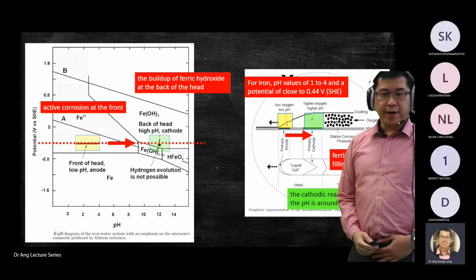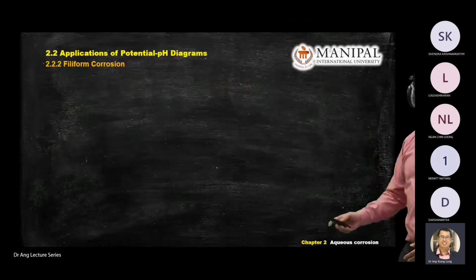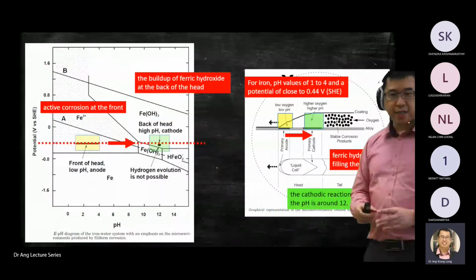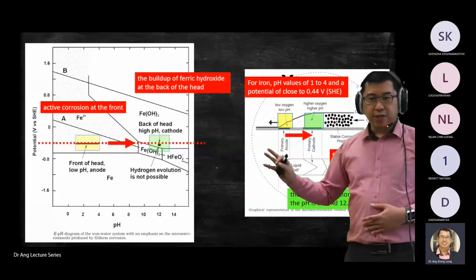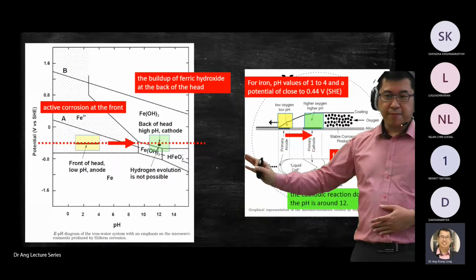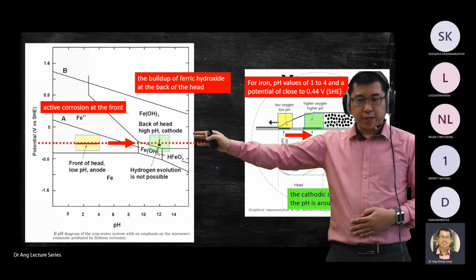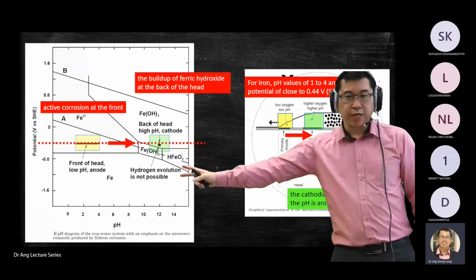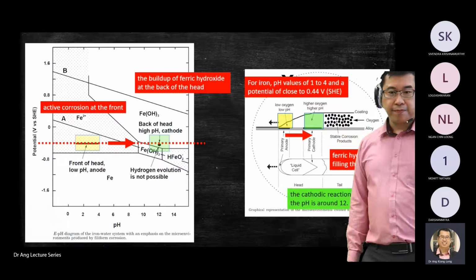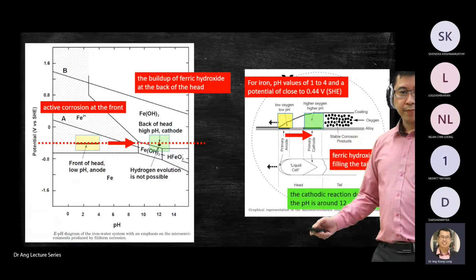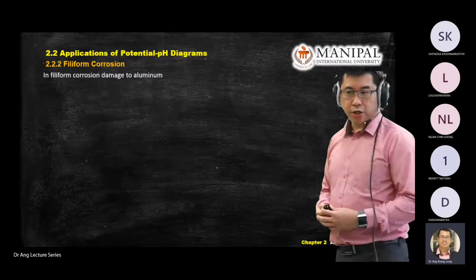Okay, quite direct, huh? There's no complicated things. As long as you understand the relationship between this diagram and this diagram, and then how to plot the line, how to plot the location, and then read from here. Okay. Let's continue.